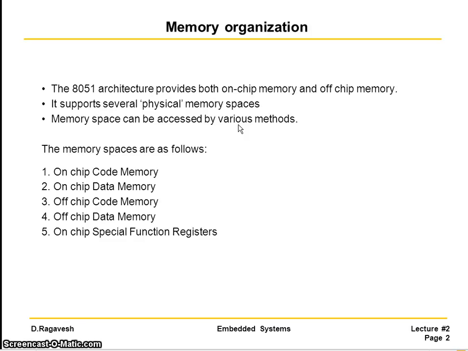consecutive memory locations. The memory spaces here are the on-chip code memory and data memory, the off-chip code and data memory, and the on-chip special function registers, which we call the SFR.